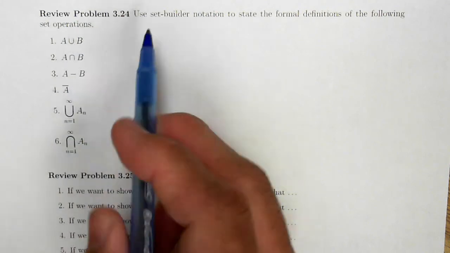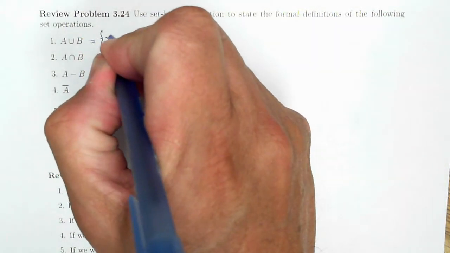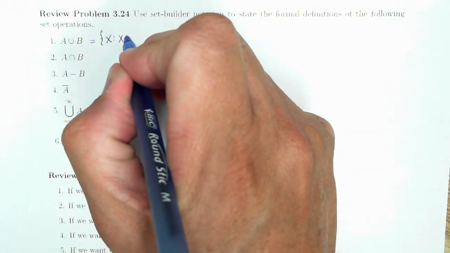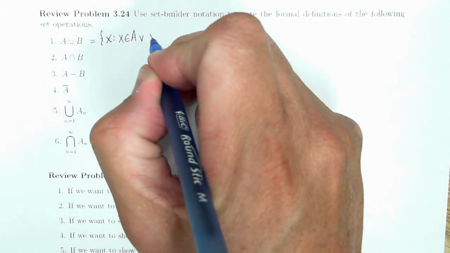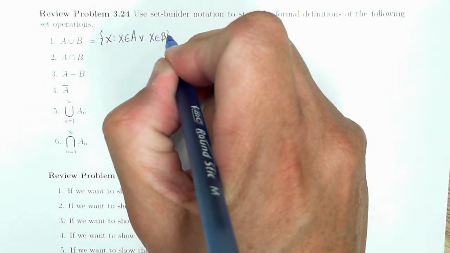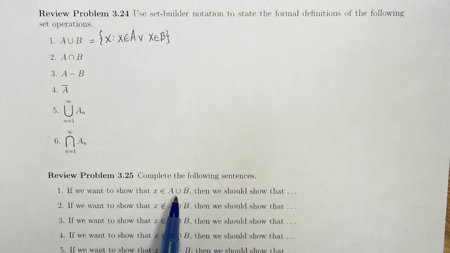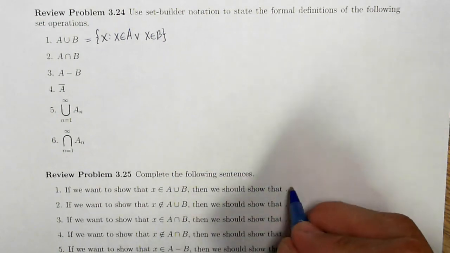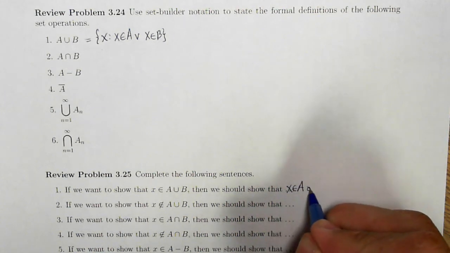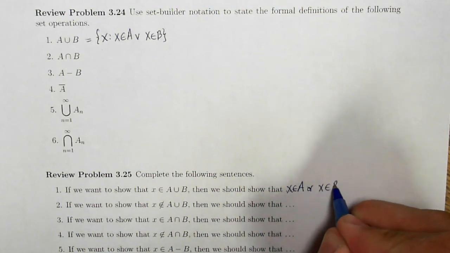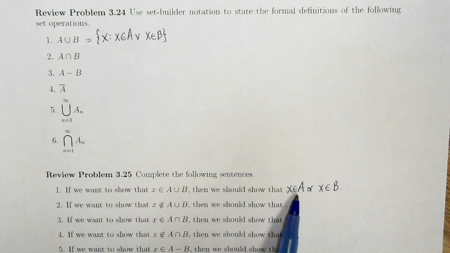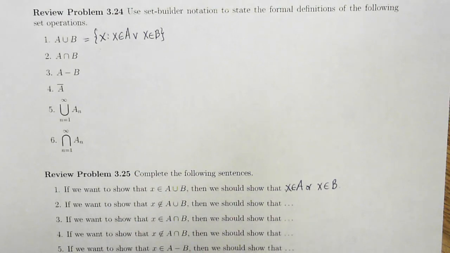First, the definition of A union B. That's a set of all things such that X is in A or X is in B. That's the formal definition of a union. So therefore, if I want to show that something is part of the union, then I should show that X is in A or X is in B. So that's how I would check to see if something is in this union. It's in one set or the other set, possibly both.